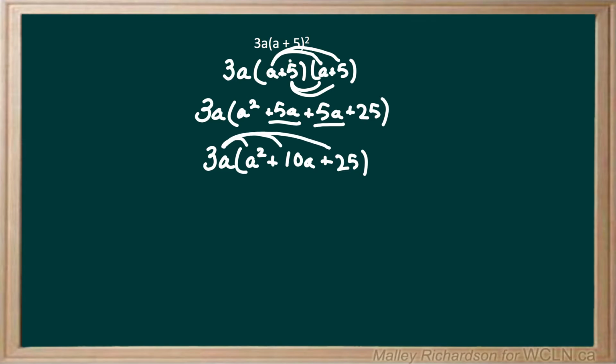So we'll first start with 3a times a squared. Well, 3 times 1 is just 3, and then a times a squared, when we add the exponents, we get 1 plus 2 to give us a cubed. Now we have 3a times 10a. Well, 3 times 10 is 30, so we have 30 times a, which is a squared. And now we finally have 3a times 25. 3 times 25 gives us 75, and then a times nothing is just a. So our final answer is 3a cubed plus 30a squared plus 75a.